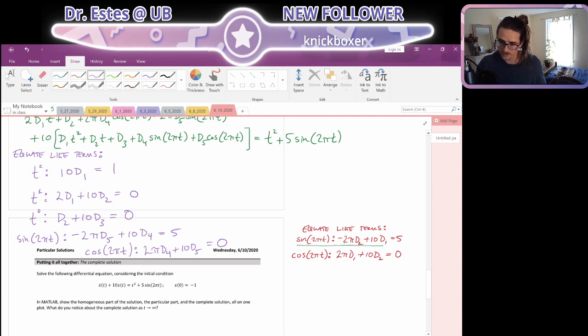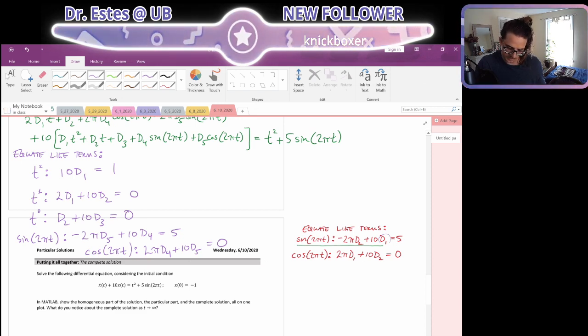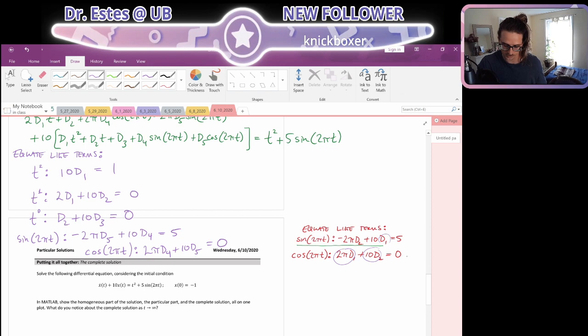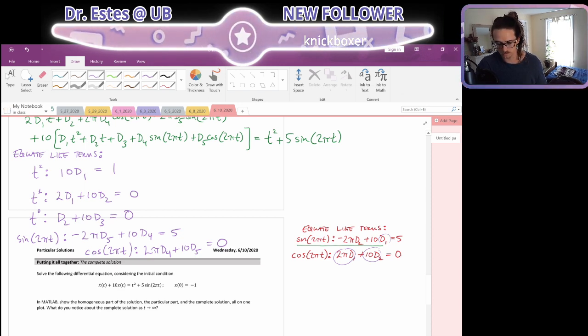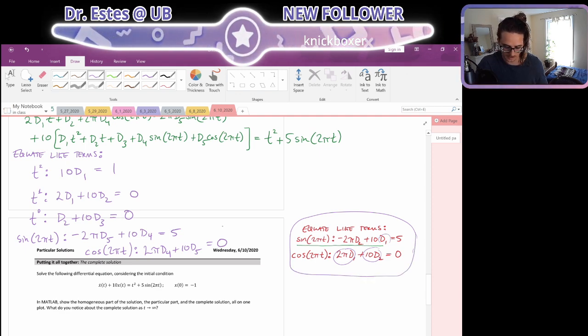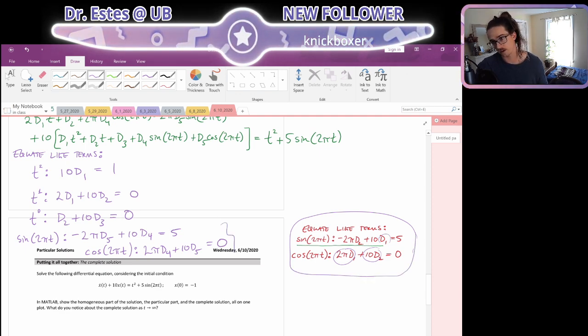For the sine 2 pi t from that problem, we had minus 2 pi d2 plus 10 d1 equals 5. So the names of the coefficients are different, but the equation is the same. Same for this cosine equation. I have 2 pi d4 plus 10 d5 equals 0. Well, same thing over here. 2 pi d1 plus 10 d2 equals 0. So I know I could solve for d1 and d2 from these 2 equations, so I'm going to get the same coefficients over here.